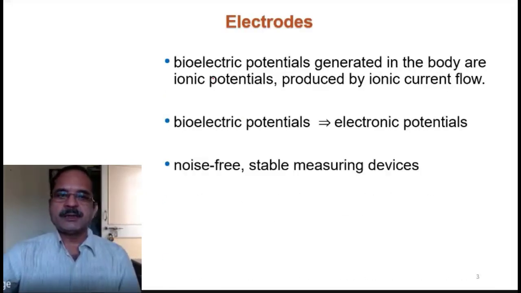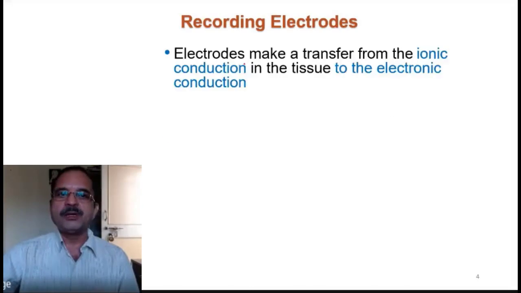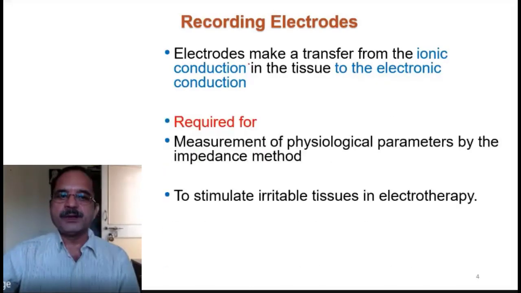We have discussed all this. Actually, there are some ionic potentials, and those ionic potentials should be converted into electronic potentials so that we can measure them with the help of electrodes. So we discussed this yesterday.